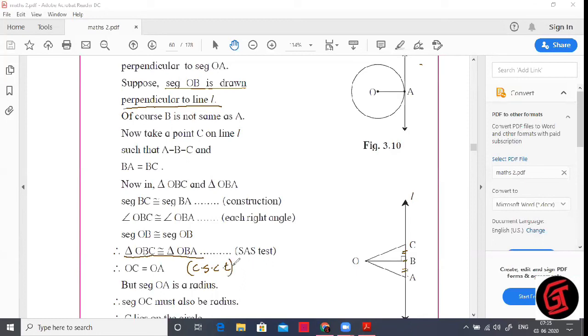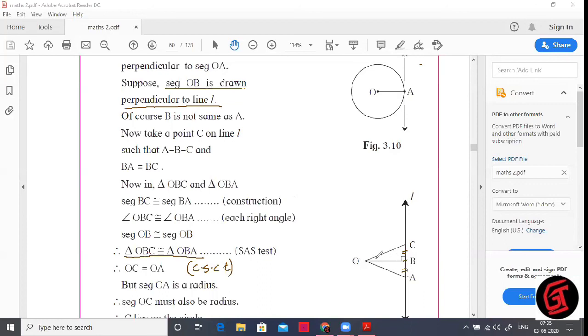CPCTC. Does anyone know the full form of CPCTC? Please unmute and tell me. Yes, corresponding parts of congruent triangles. What does it mean? If two triangles are congruent, their corresponding sides and their corresponding angles both become congruent. All the remaining sides and angles also become congruent.